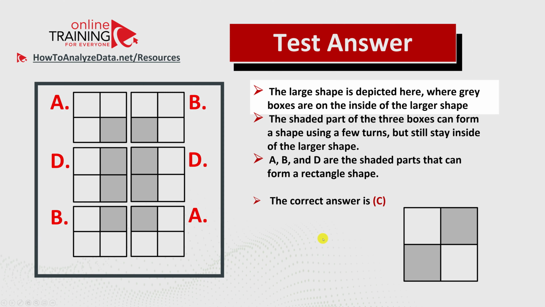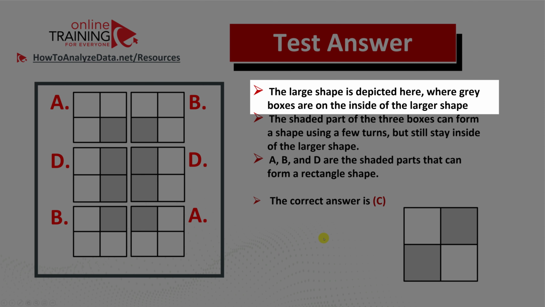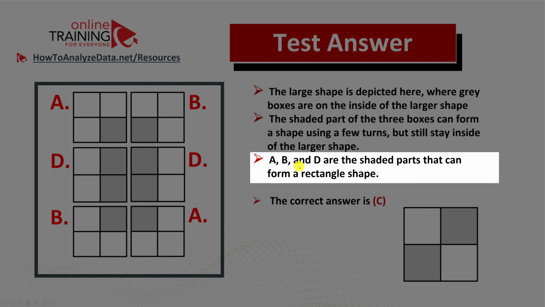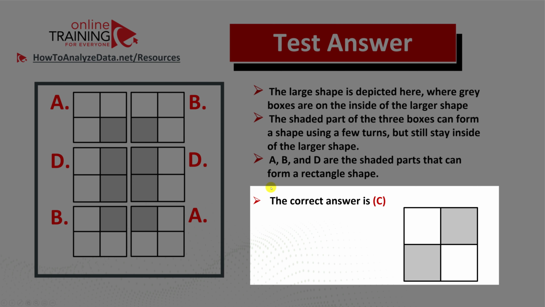Let's recap. The large shape is depicted right here, where gray boxes are on the inside and the white boxes are on the outside of the larger shape. The shaded part of 3 boxes can form a shape using a few turns, but still stay inside the larger shape. This is why choices A, B, and D are valid choices, and choice C is the correct choice, and this is the one you should be selecting.